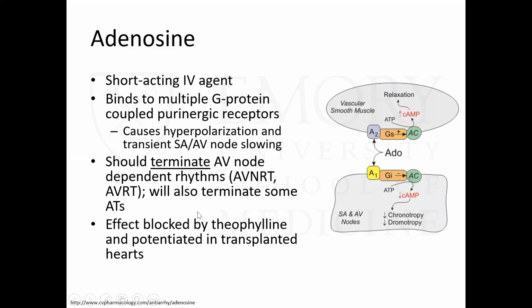You have to be careful giving adenosine to somebody who's had a heart transplant, or if they take theophylline, which no one does these days. Because transplant recipients are denervated, the effects of adenosine can be potentiated. So whereas in somebody who doesn't have a heart transplant, we'll often start out with 6 milligrams of adenosine and then 12 or 18 or something.